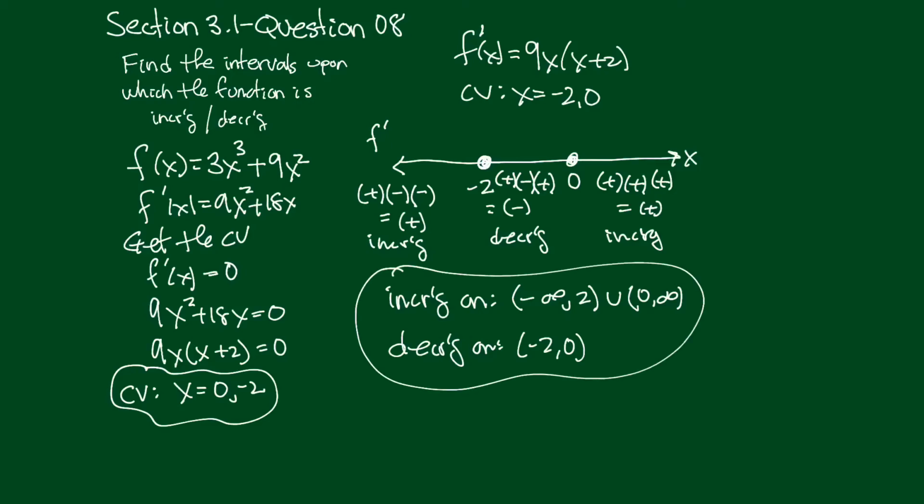So I know what this does. As I come in left to right, it's increasing, then it's decreasing, then it's increasing again. So it looks like we've got our critical values, a relative maximum and a relative minimum right there.